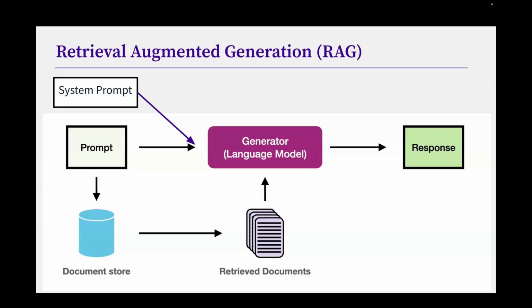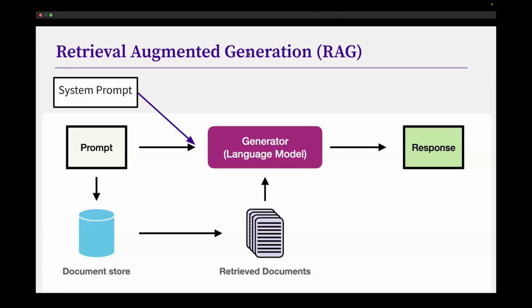So here's a very quick basic overview of RAG. You have something called a system prompt. I'm going to break all this down for you in a moment, but this is the general vibe. A system prompt, a prompt, somewhere to store your documents, some documents you can bring out, a generator or language model, and then a response.